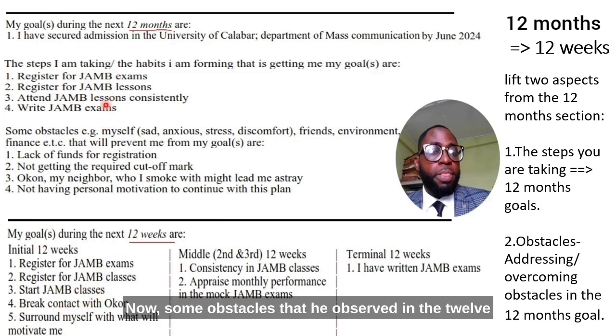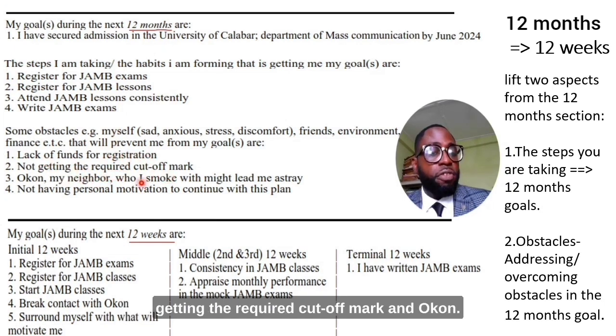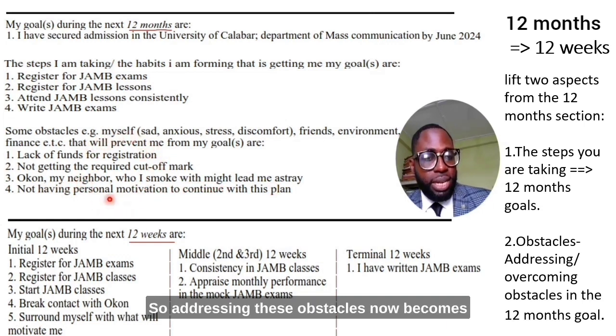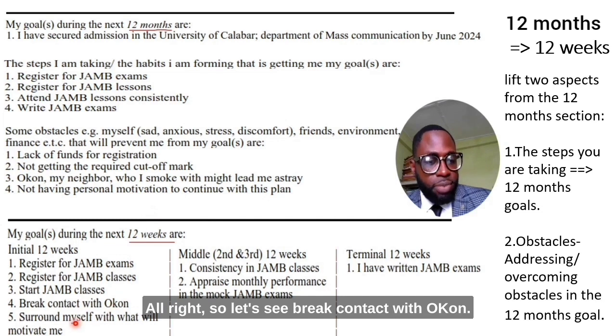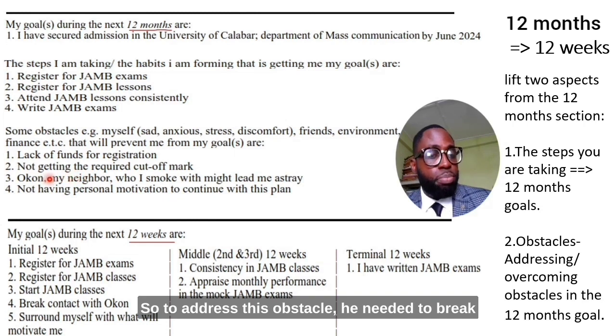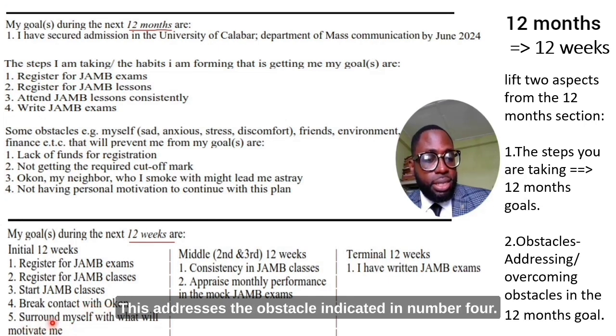All right, let's pause there. Now, some obstacles that he observed in the 12-month section were lack of funds for registration, not getting the required cutoff mark, and Okon, my neighbor who I smoke with, who might lead me astray. So addressing these obstacles now becomes the goal of the 12 weeks. All right, so let's see. Break contact with Okon. He identified Okon as an obstacle. So to address this obstacle, he needed to break contact with Okon, which is now the fourth goal. Then surround myself with what would motivate me. This addresses the obstacle indicated in number 4.